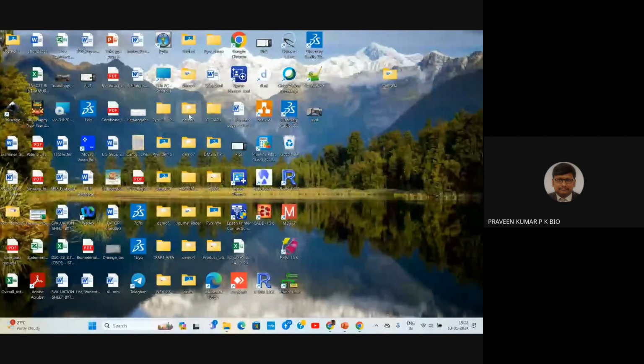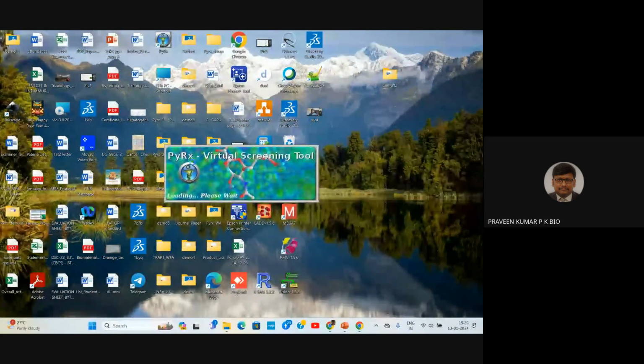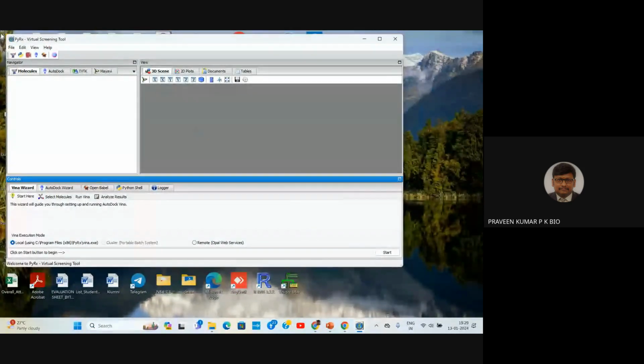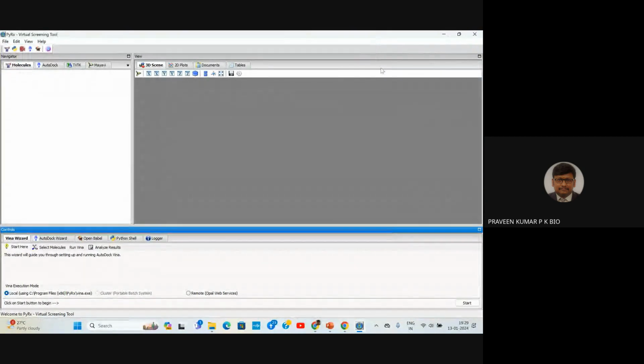The icon looks like a snake in a kind of bulb, something like a lantern. This is the Python Rx programming. So this is the PyRx window. In this software we can dock multiple ligands with the receptor.